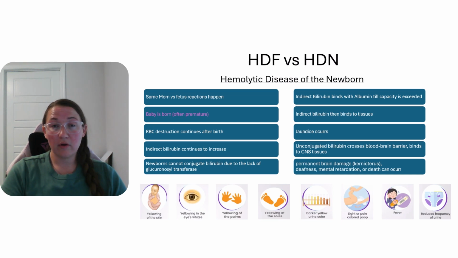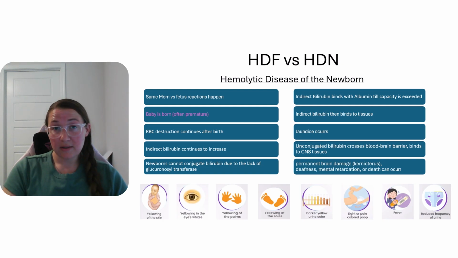Now, although there is a large amount of albumin, eventually we hit capacity, and then we continue to exceed that, and that's when the indirect bilirubin starts to look for other binding sites. And it'll start to bind to the tissues. And that's where we begin as providers to be able to see physical characteristics of this disease.